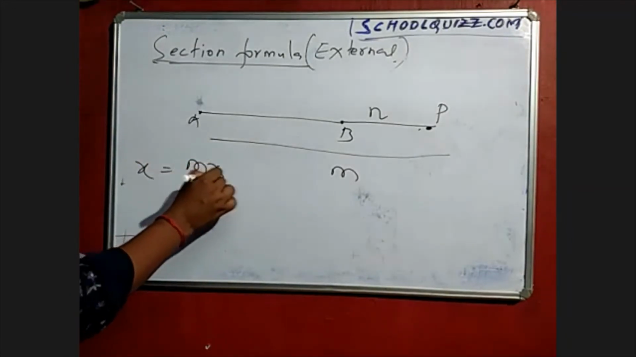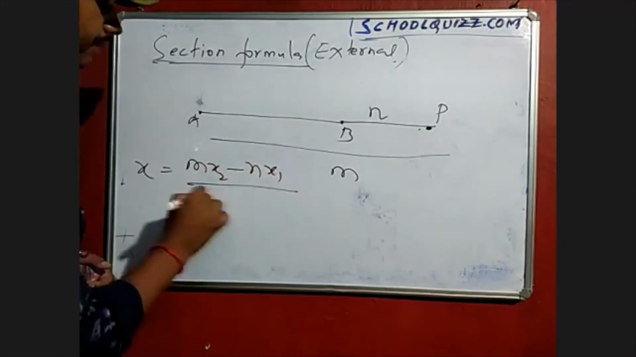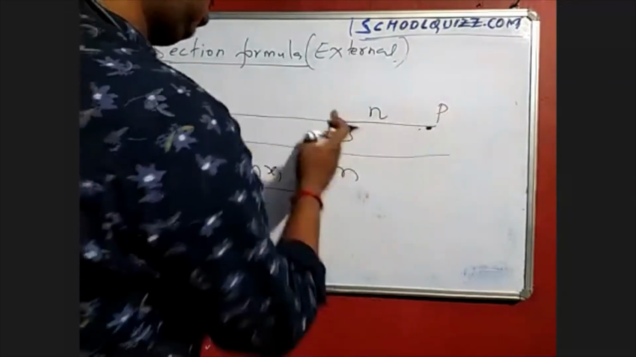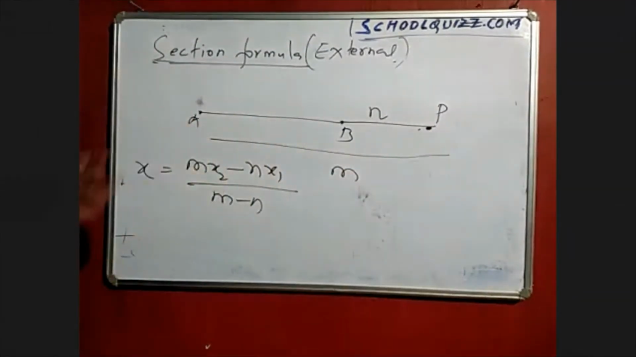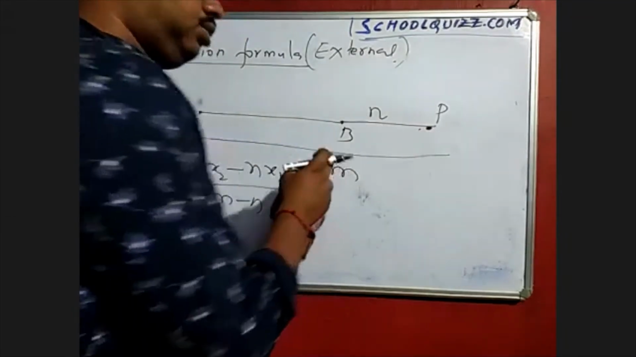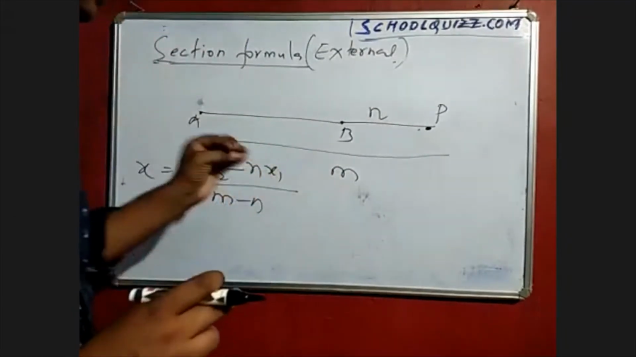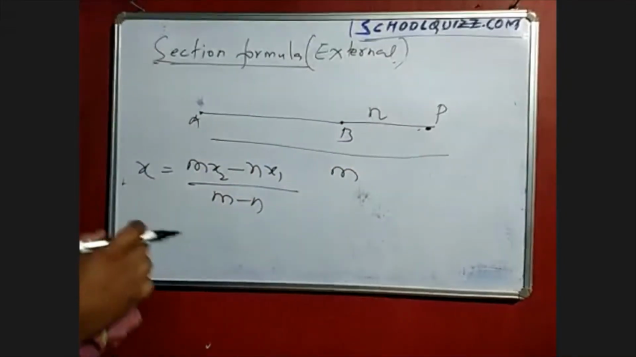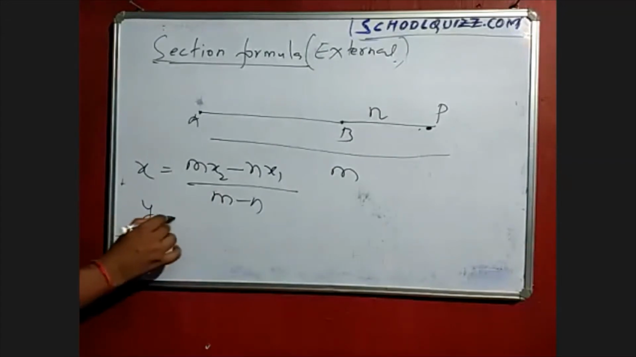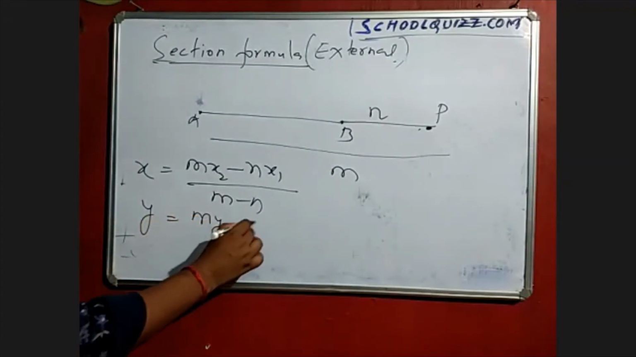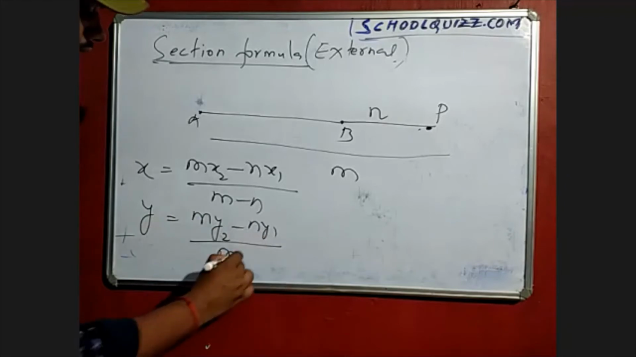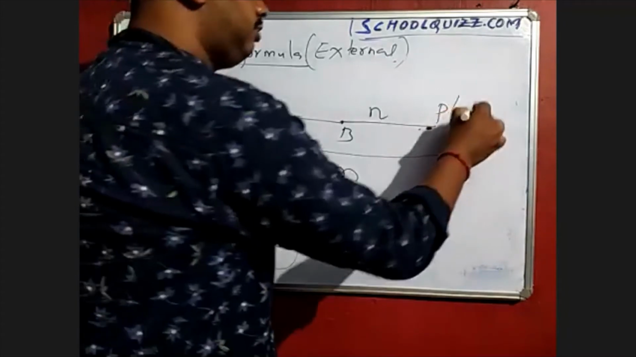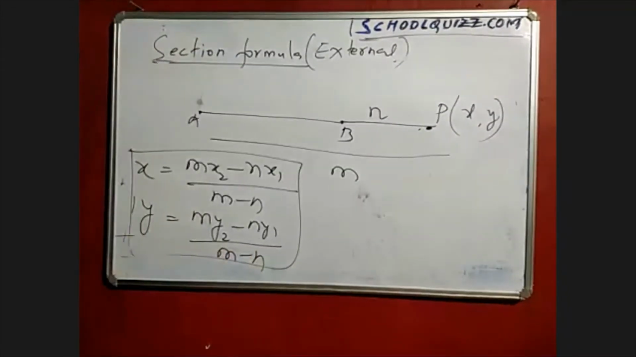There are no big changes in the formula. Simply, mx2 minus nx1 by m minus n, because this is total m and this is n. We are dividing the AB line, so whatever we have to concern, that is a concern with the AB only. Because of that, m and n are subtracted here, and you will get the negative part. Similarly for y, my2 minus ny1 by m minus n. If you solve this formula, you will get the value of x comma y, which is dividing the AB line.